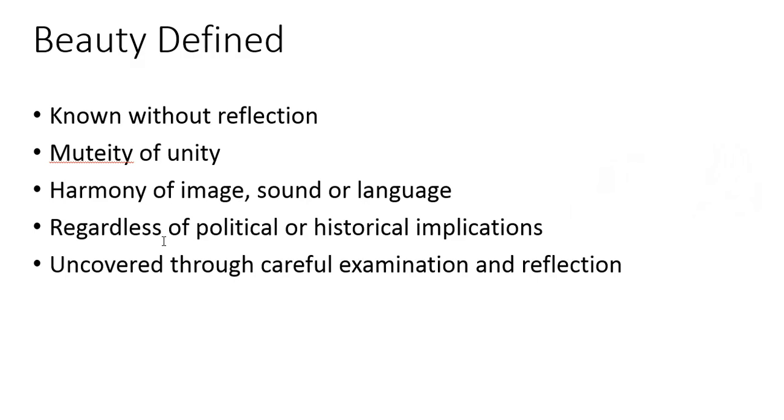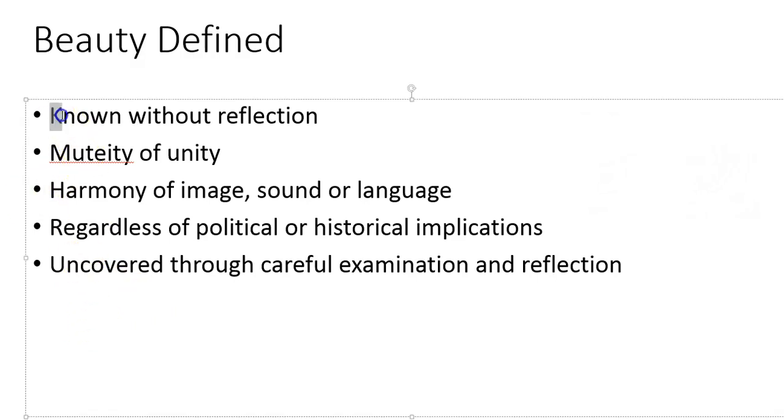You can like or dislike something, but you can also appreciate it aesthetically. No matter what, that's what appreciation is about, to understand the aesthetics. Okay? So it's regardless of any political or historical implications. That's what Kant really pointed out. And Coleridge actually explained it very effectively too. You don't care so much about the message, but you can appreciate the unity that it's achieved. And you can really uncover it through careful examination and reflection.